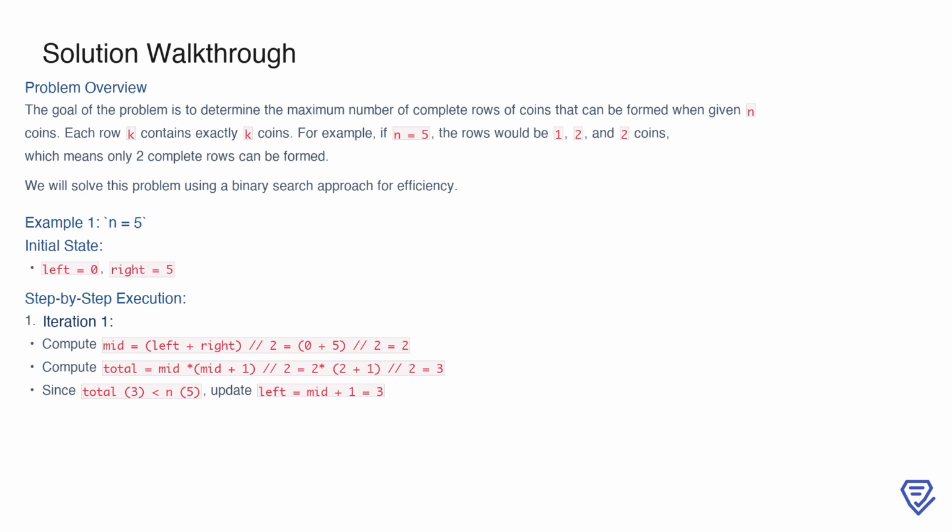Let's look at an example where n equals 5. Initially, we set left to 0 and right to 5. In the first iteration, we calculate the midpoint, mid, as (left + right) // 2, which gives us 2. Using the formula for the sum of the first mid natural numbers, mid * (mid + 1) // 2, we compute the total as 3. Since this total is less than 5, it means we can potentially form more rows, so we adjust left to mid + 1, which is now 3.